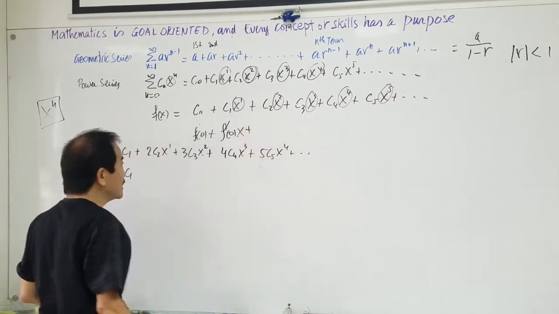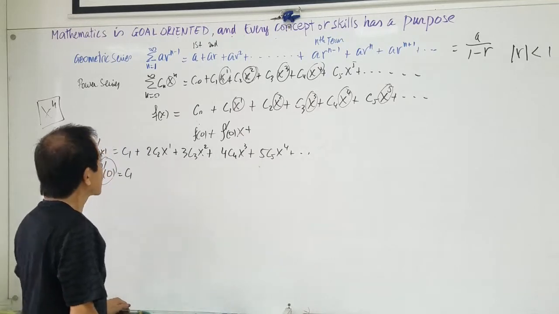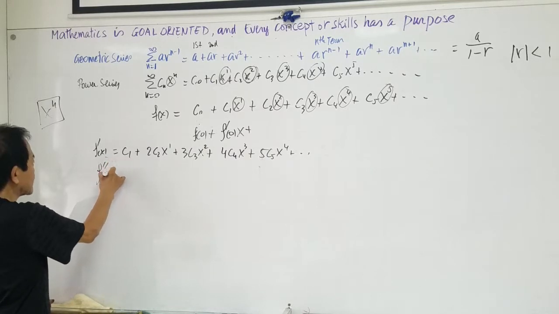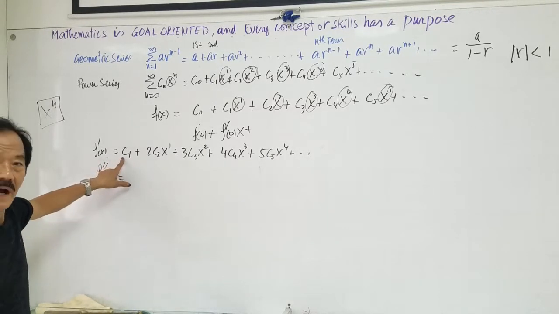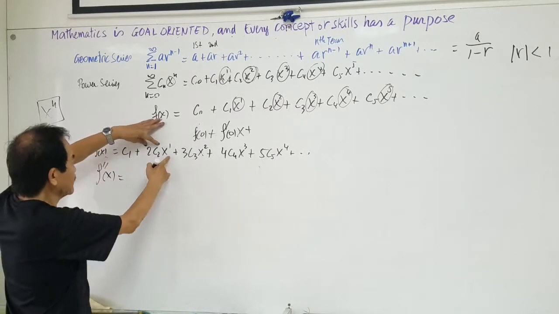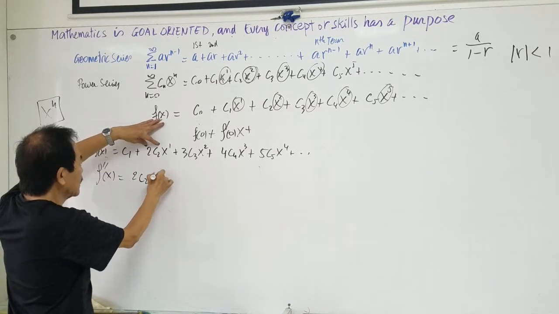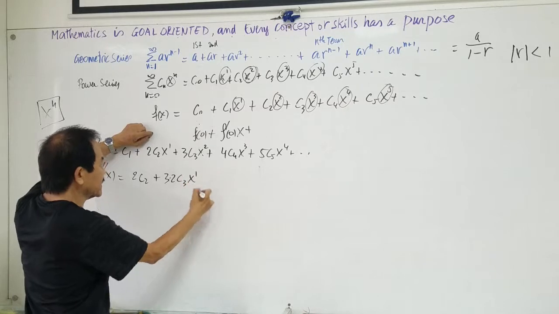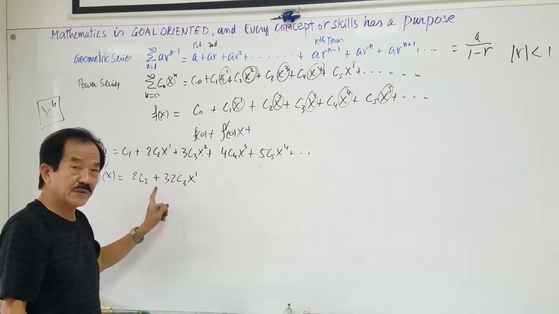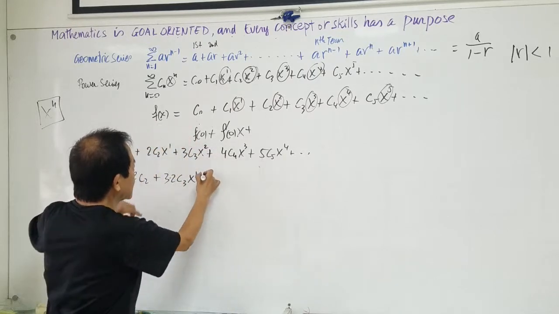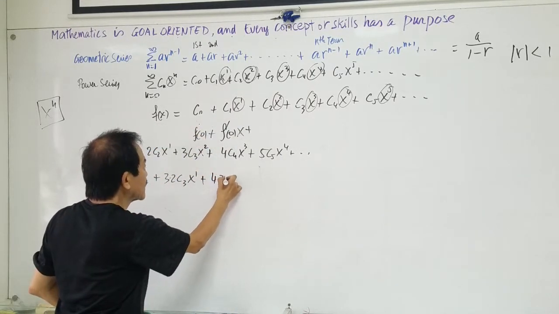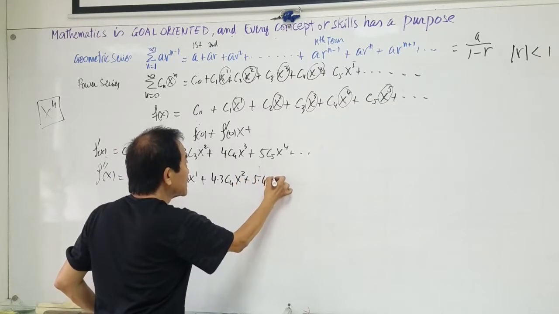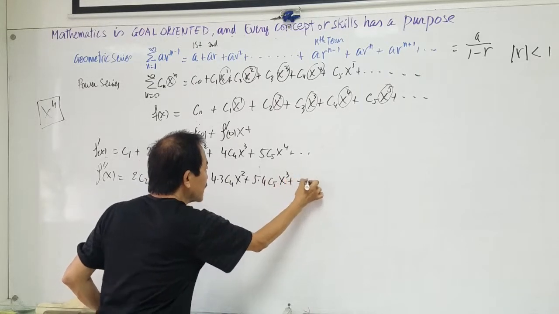Now we continue to find C2. So now I take the derivative again. Second derivative, f second derivative of x. The derivative of the constant equals 0. Derivative of this one times x equals 2C2, plus 3 times 2 C3 x to the first power. Now I don't multiply them because I want to see the pattern. Then this one here is 4 times 3 C4 x squared, plus 5 times 4 C5 x cubed, and so on.